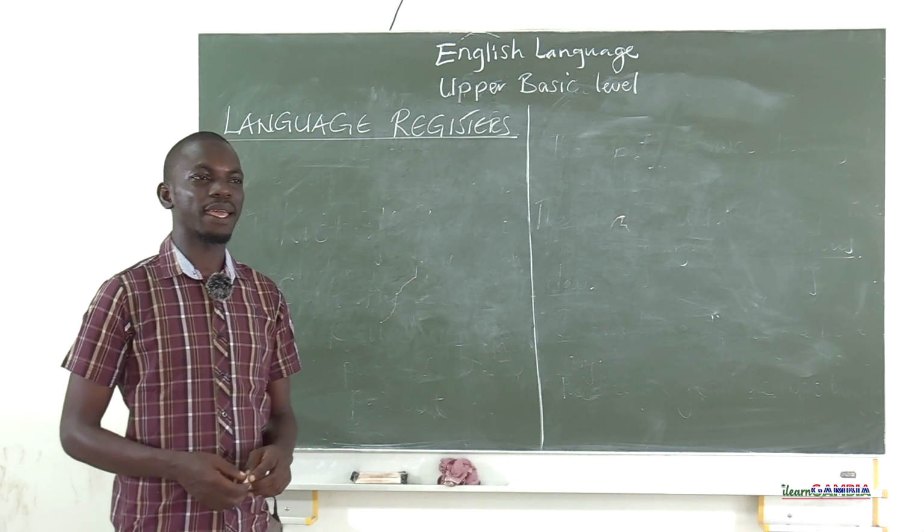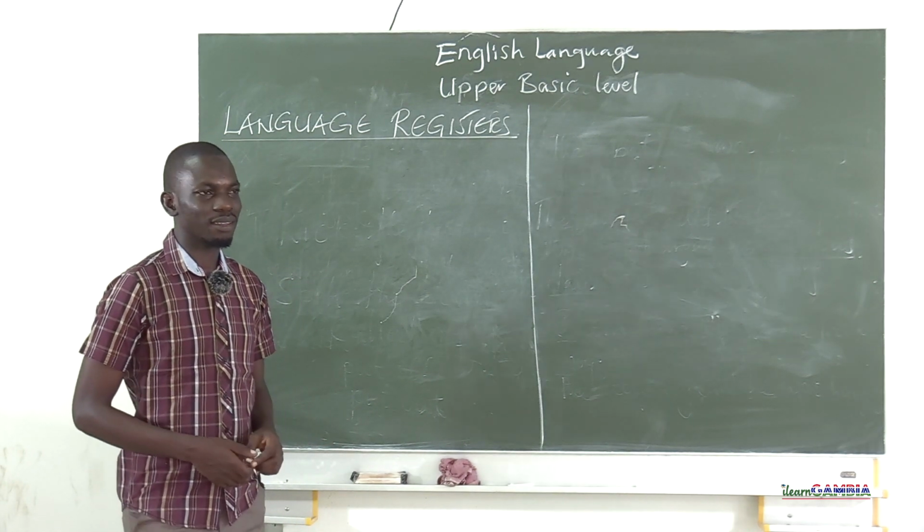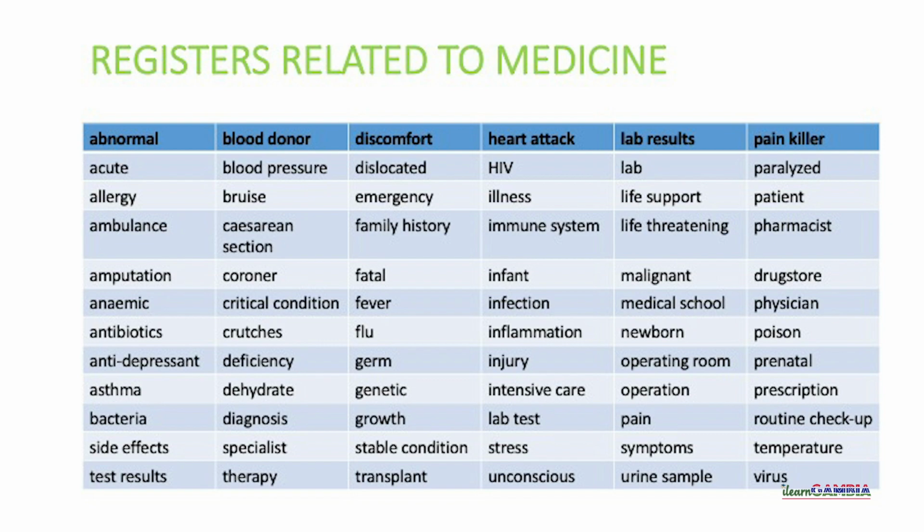Good. Like in medicine, okay? You hear abnormal, right? If something is abnormal in your body, if you feel some kind of pain in your body, you say it's abnormal. Acute pain, you have an allergy, okay? If you are allergic to certain medicine or certain food, ambulance, amputation, okay? If you lack blood, you say it's anemic, the patient is anemic.